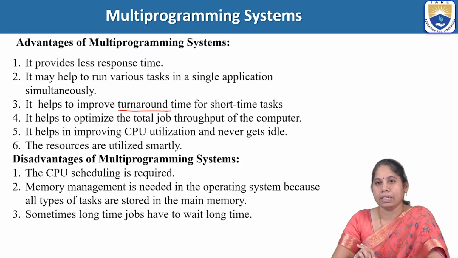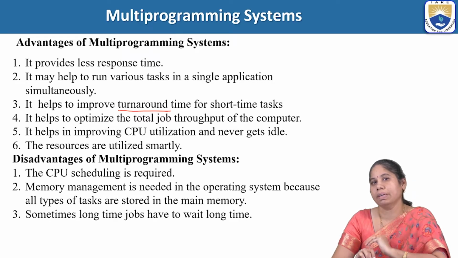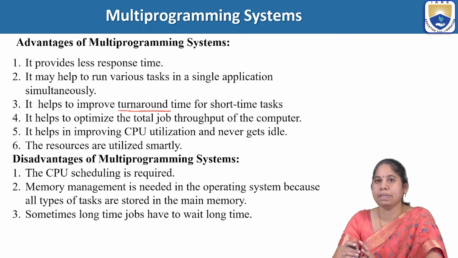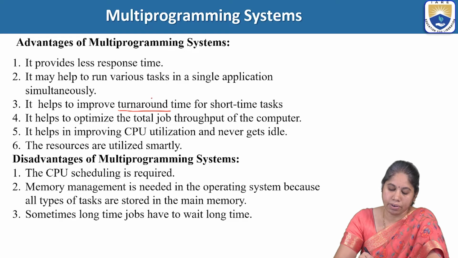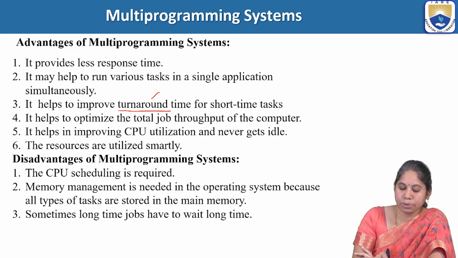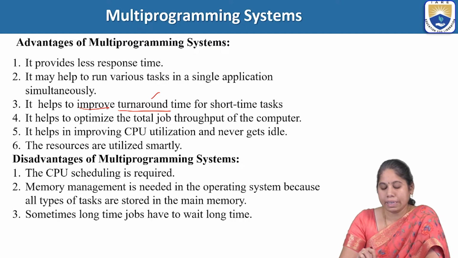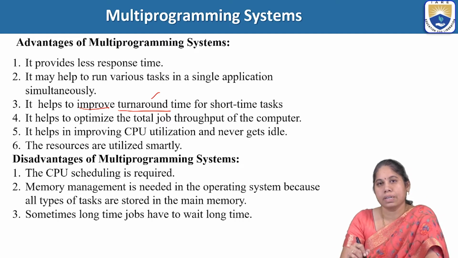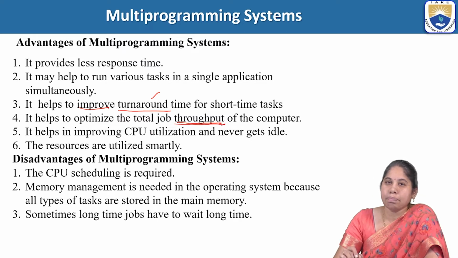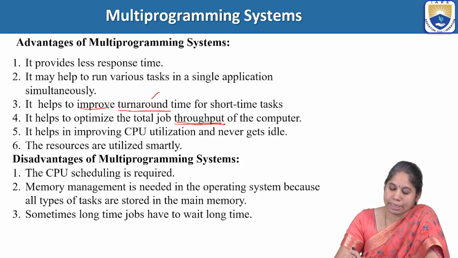Suppose I have one task. When I submit it for processing and then it completes, the difference between those two times is nothing but the turnaround time. Further, multiprogramming helps to improve turnaround time for the shortest tasks. It helps to optimize the total job throughput. Throughput means the number of tasks completed per unit time.